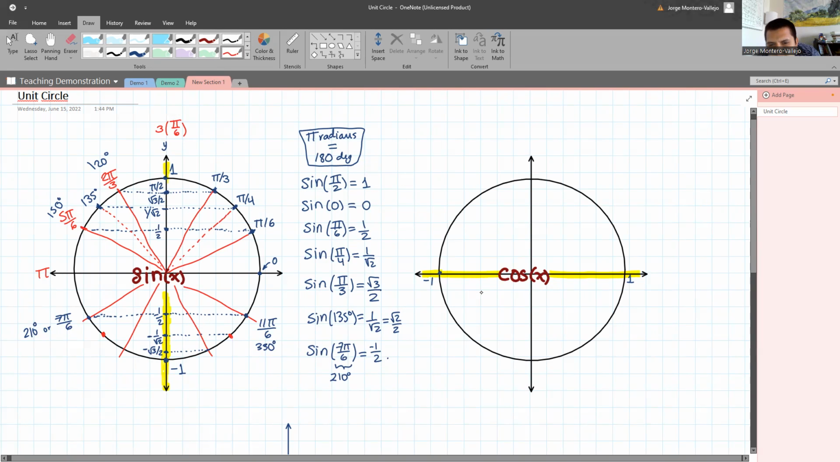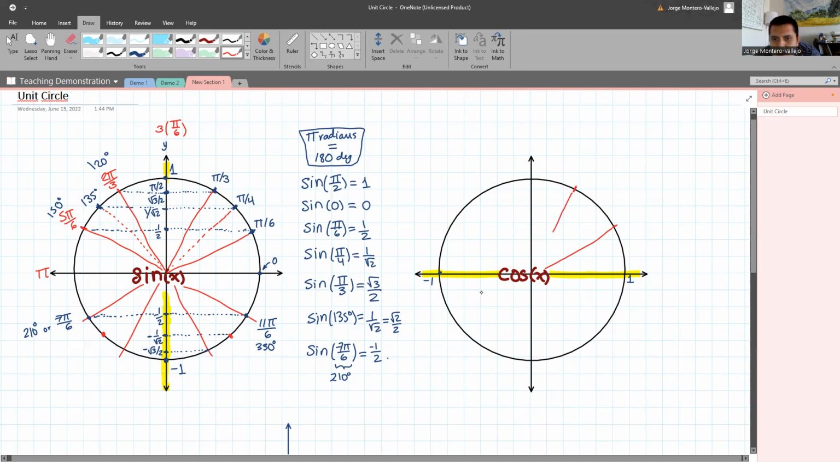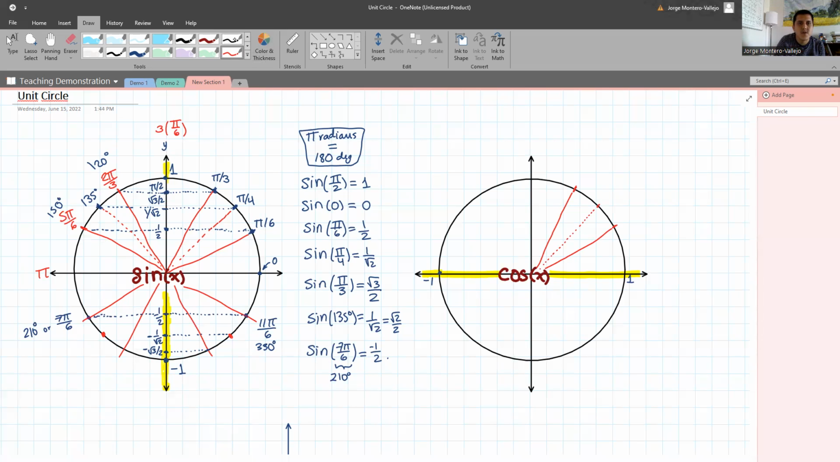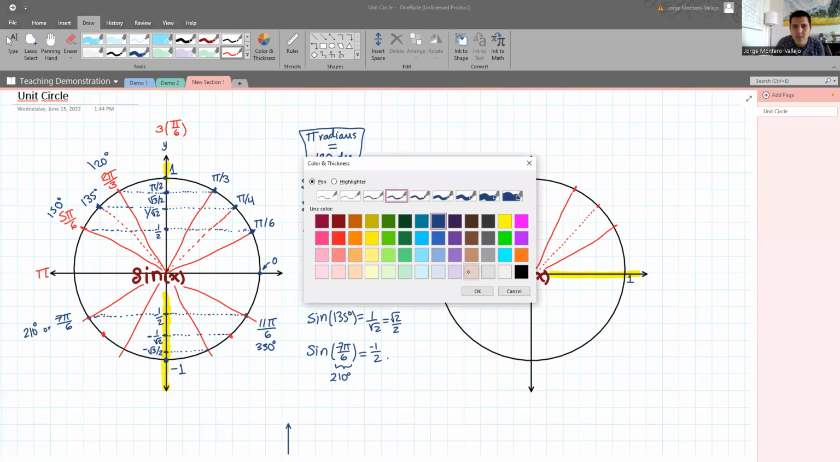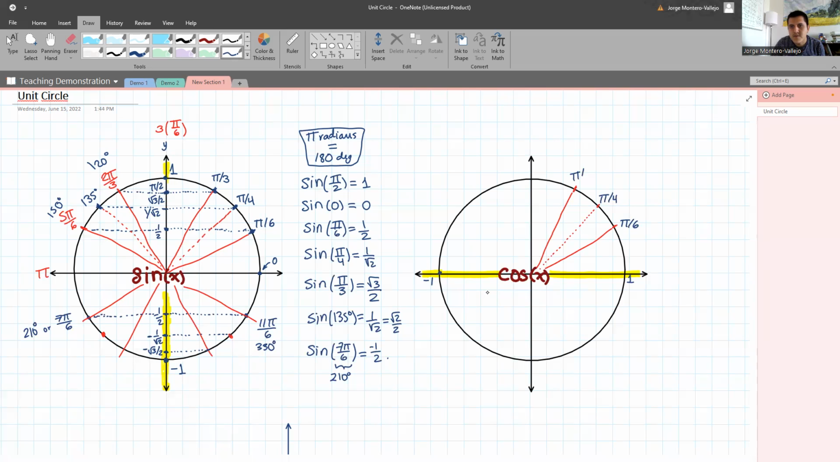Okay, so let's see. 30 degrees of this stretch will be maybe here. And then the other one will be here. And then we have the one in between, right? 45 degrees. Okay, so let's write them in radians. Let's use blue. So that is pi over 6. This is pi over 4. And this is pi over 3.